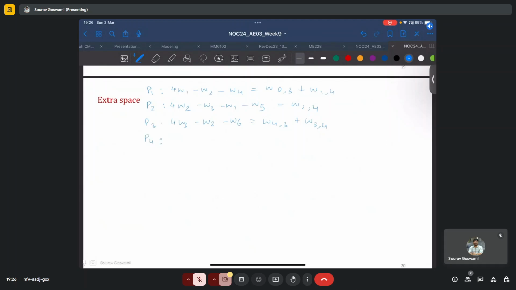For P4, this becomes 4w4. Again, you notice that the template for all of these equations is the same. It's just the value of the indices which is changing. Minus w5 minus w1 minus w7 is w at (0, 2). So again, using one of the boundary conditions.